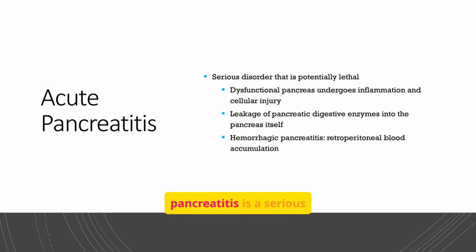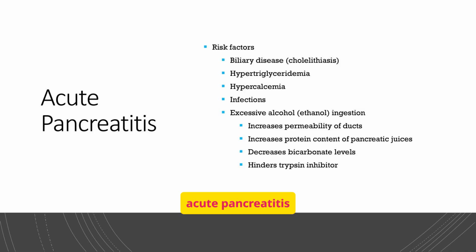Acute pancreatitis is a serious and potentially lethal disorder. It involves inflammation and cellular injury to the pancreas, leading to leakage of pancreatic digestive enzymes into the pancreas itself. Hemorrhagic pancreatitis can result in retroperitoneal blood accumulation. Risk factors for acute pancreatitis include biliary disease, hypertriglyceridemia, hypercalcemia, infections, and excessive alcohol ingestion.